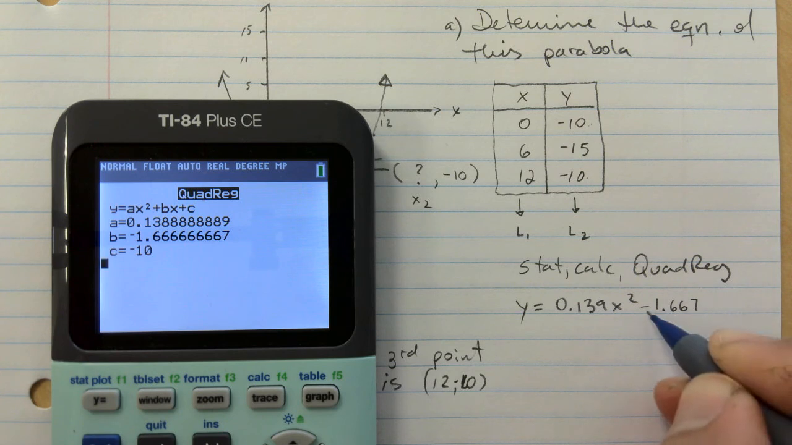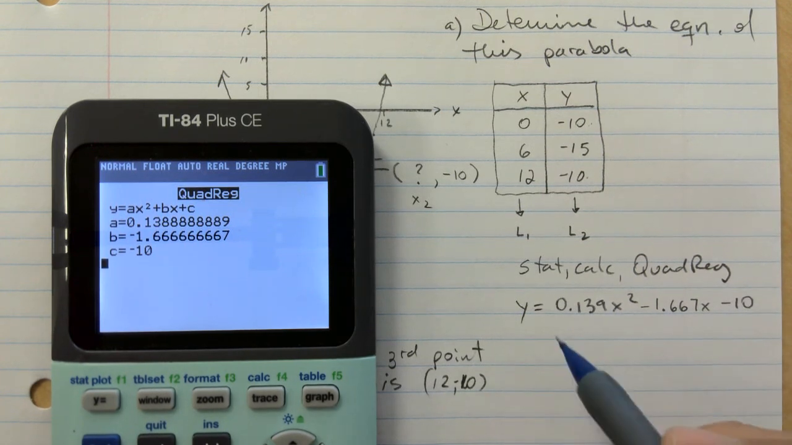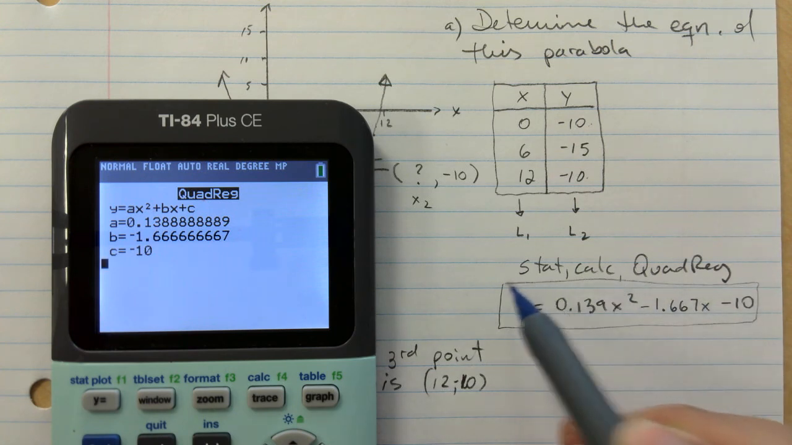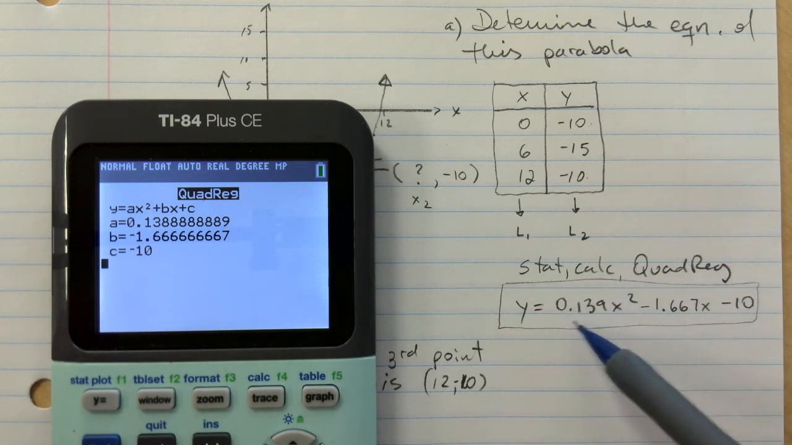1.7. It's negative. Watch out for that. Minus 10. I expected this to be minus 10 because my y-intercept is negative 10, right? So you can always check if this is right. And it's pointing up, so A is positive. Now graph it.